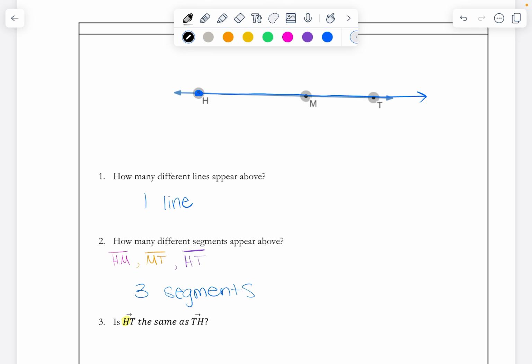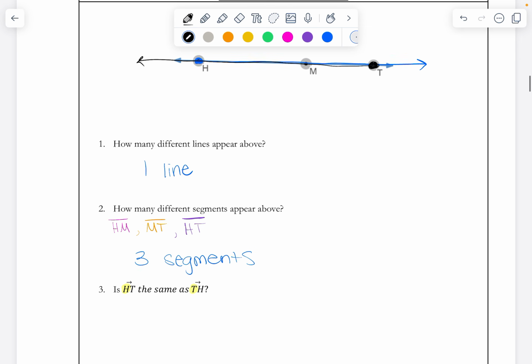Okay? Then the second ray that's named here, the letter that's named first is T. So T must be our endpoint for this ray. So we're going to put our point on T, and it goes forever towards H in that direction. Now you can see that my black and my blue colors here are not labeling the same ray. So our answer for number 3 is no. Ray HT and ray TH are not the same.